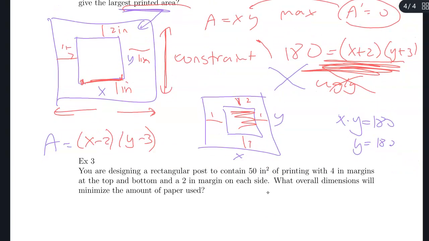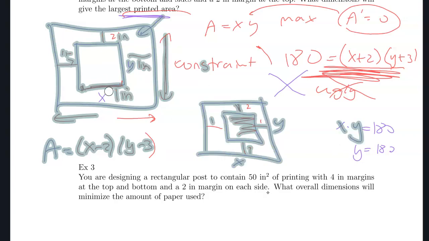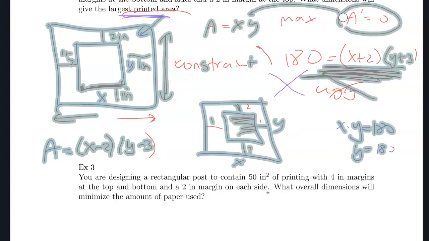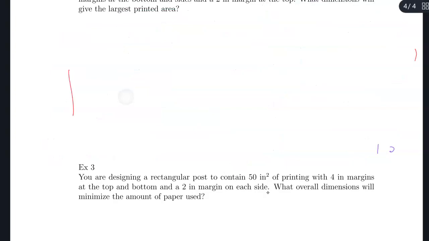All right, so let's do this last one. I'm going to make some room here. So you are designing a poster that's supposed to have 50 inches of printing. So when they give you a constraint like that, you want to make sure that you label this X and Y, right? X times Y is 50.